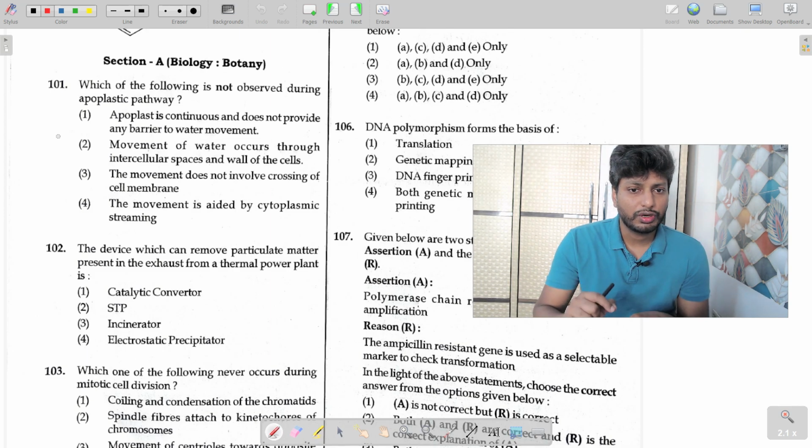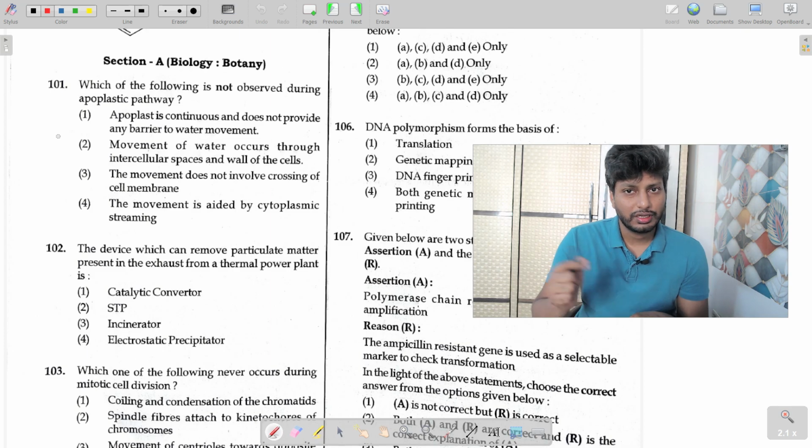Second option is movement of water occurs through the intercellular spaces and walls of the cell. Just now we said yes, water movement is from the cell walls. So second is also right. Third option, movement does not involve crossing of cell membrane.